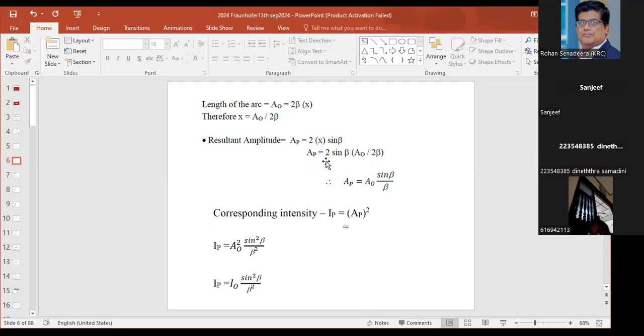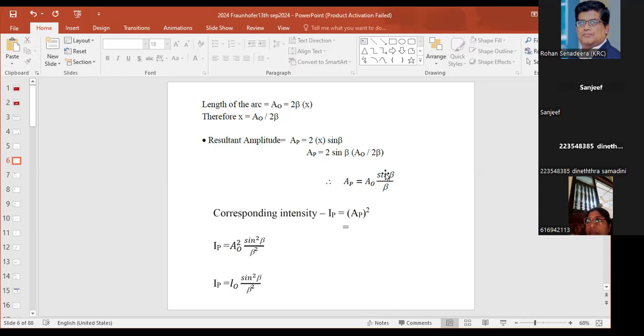Now AP is equal to 2x sine beta. But we know that x is equal to A naught over 2 beta. So put this A naught over 2 beta here, then 2 sine beta times A naught over 2 beta. So you can write it nicely: AP is equal to A naught, and then sine beta over beta. So this is our resultant amplitude.